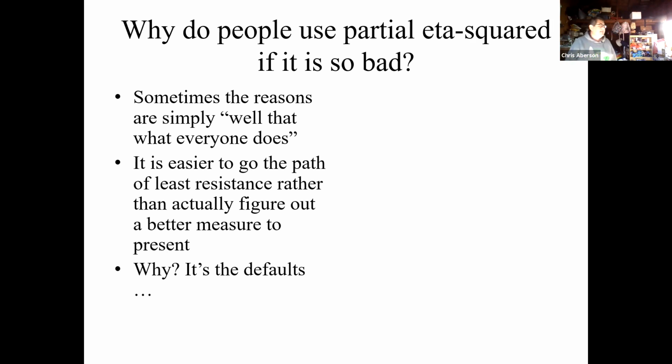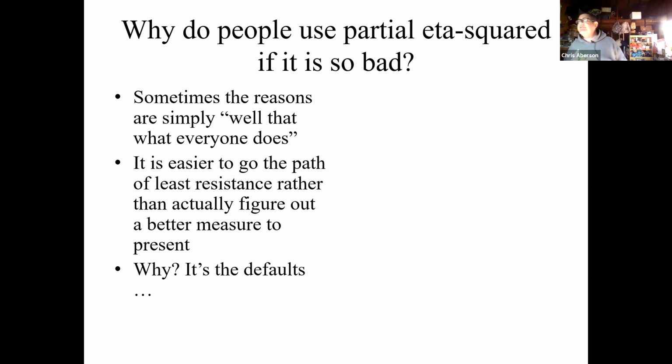All right, so why do we use partial eta squared if it's so bad? Sometimes the reason is not a good one. It's just that everybody else does that. It's easier to take the path of least resistance rather than to actually figure out a better measure to present. Also, it's the default in many statistical packages.